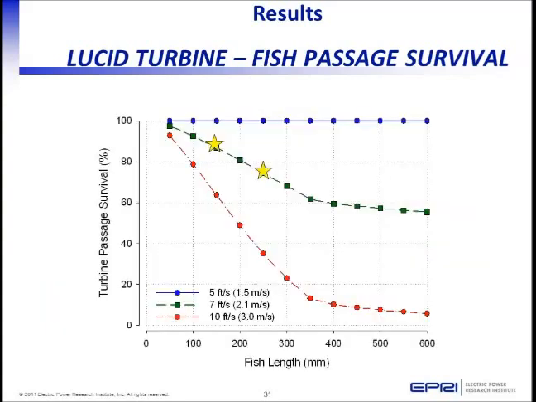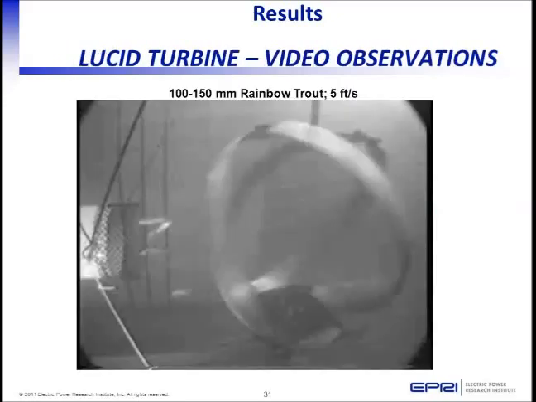Next slide. This slide shows the turbine passage survival as a function of fish length and water velocity, and you can see that the results are very good for 1.5 meters per second and decreasing with increasing water velocity and fish length above 5 feet per second. Next slide.